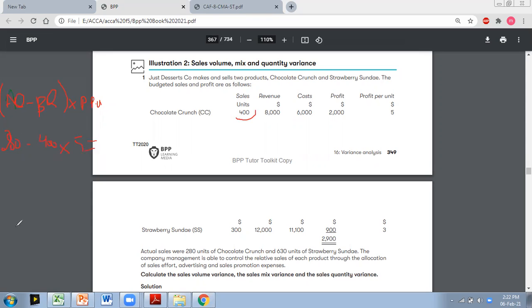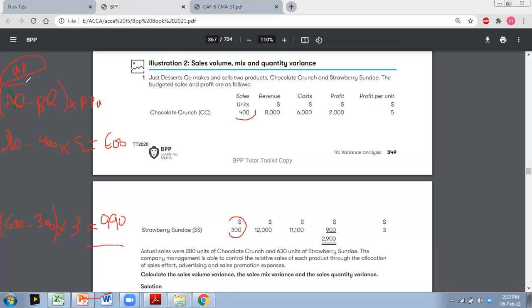Then for strawberry sundae, 630 units were actually sold, minus budgeted 300 units, multiplied by the rate, that is 3. So let me calculate this. This becomes 600 and this becomes 990. You can add both of them or you can take them separately, right? These are the volume variances, right?